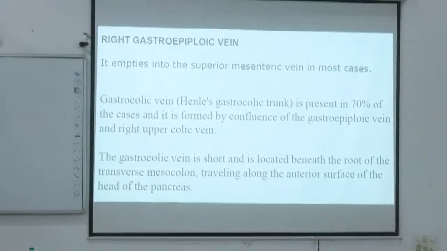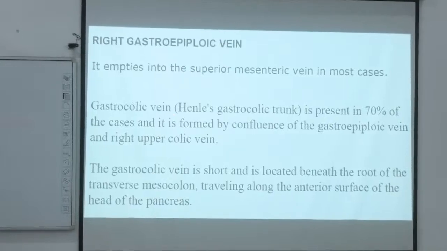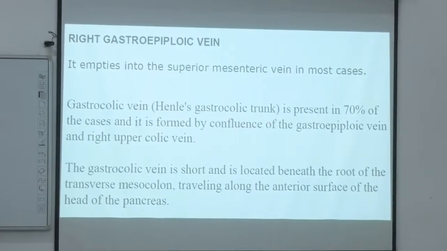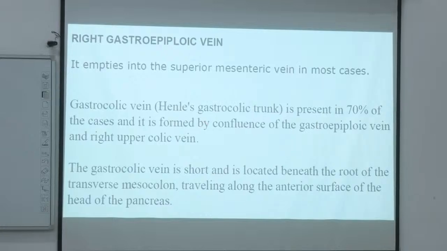Next, the right gastroepiploic vein empties into the superior mesenteric vein in most cases, and the gastrocolic vein, Henle's gastrocolic trunk, is present in 70% of cases, and it is formed by the confluence of the gastroepiploic vein and right upper colic vein. Okay. And the transverse mesocolon travels along the anterior surface of the head of the pancreas. Okay. So this is one important vein, Henle's gastrocolic trunk.